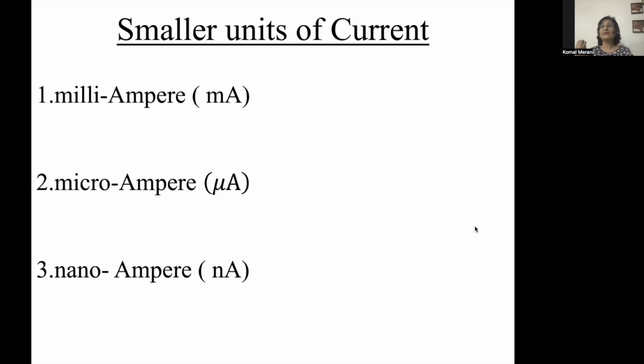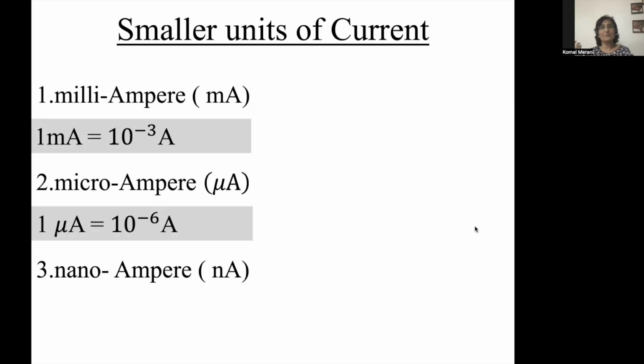But there can be smaller units of current like milliamperes. Milli stands for 10 raised to minus 3. Micro is further smaller, and further smaller, nanoamperes. But students, remember when you are doing sums in current electricity, your units have to be in SI units. So these conversions have to be kept in mind.